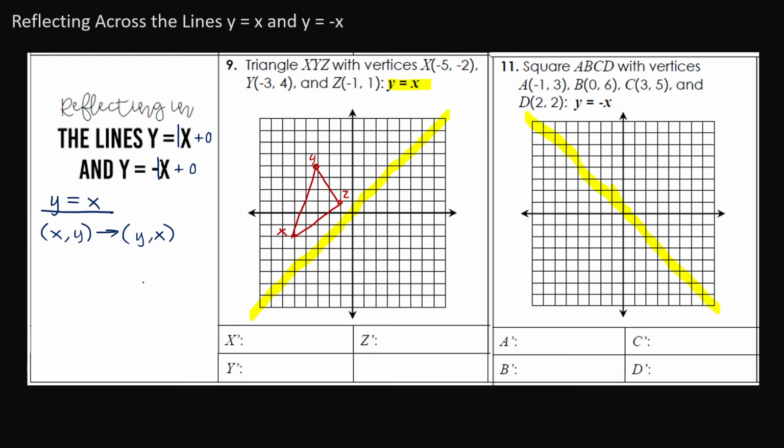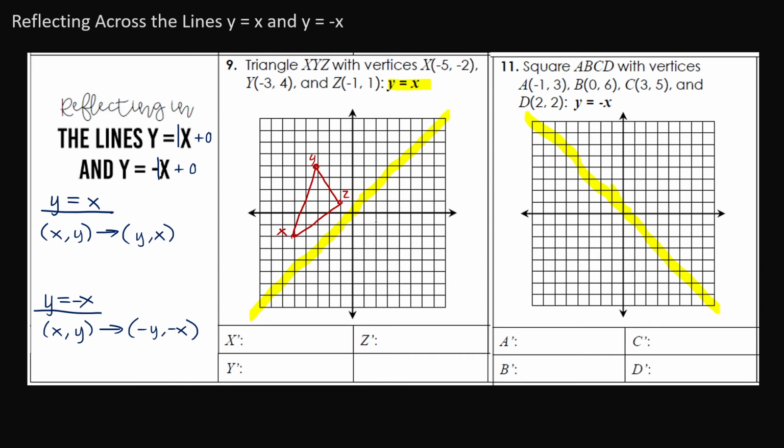All we have to do is switch x and y. And for y equals -x, here's the rule for that one. We take the coordinate (x, y) and we map it onto (-y, -x). So we switch the coordinate values and change their sign.